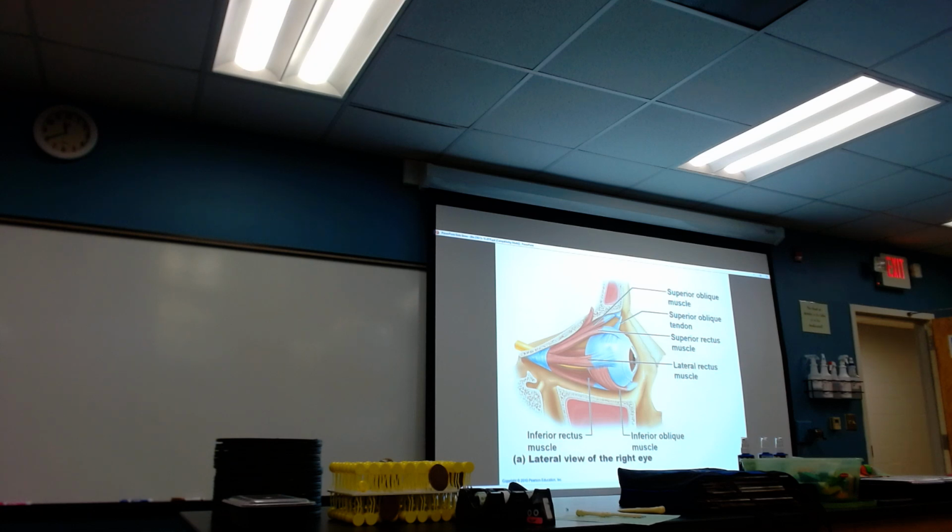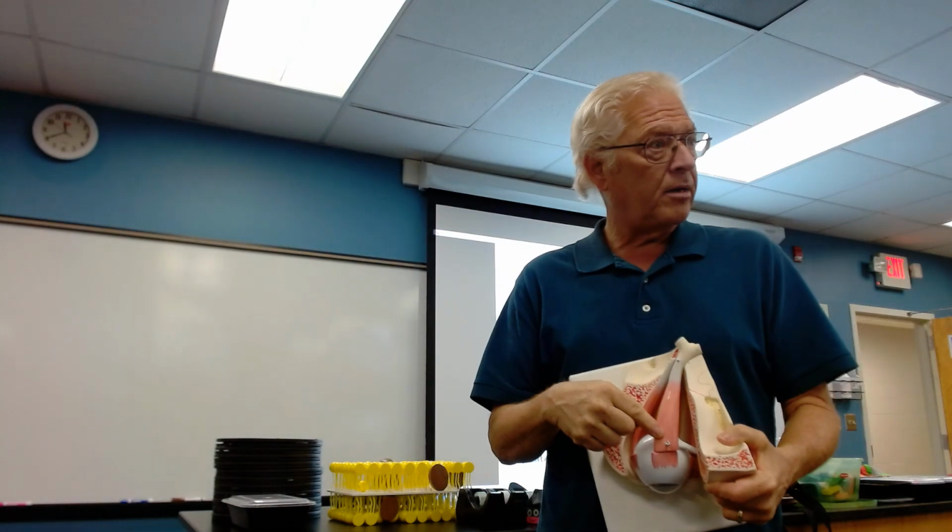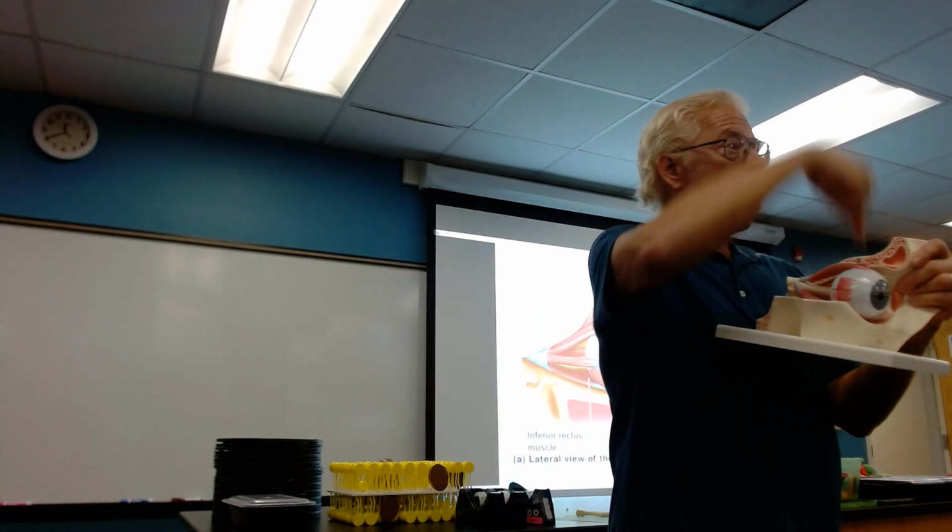Where is your rectus femoris muscle? Those of us who just had their lab practical. Straight up and down the front of your femur. So that's a rectus muscle. It's straight. Got it? Straight. And where is it located? On top.